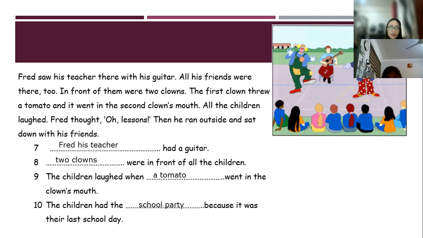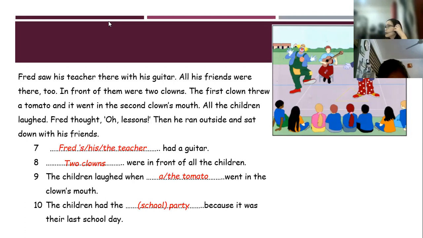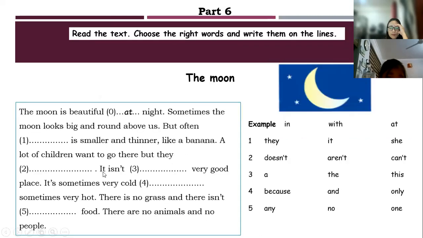Okay, can you answer? Let's try to answer 7. Okay, can you read it? 7, 8, 9, 10. The teacher had a guitar. Two clowns were in front of all the children. The children loved when a tomato went in the clown's mouth. The children had a school party because it was their last school day. Okay, next. Read the text, choose the right words, and write them on the lines.